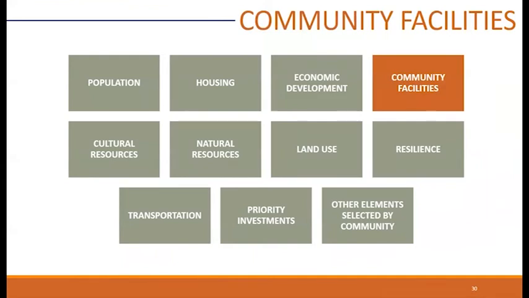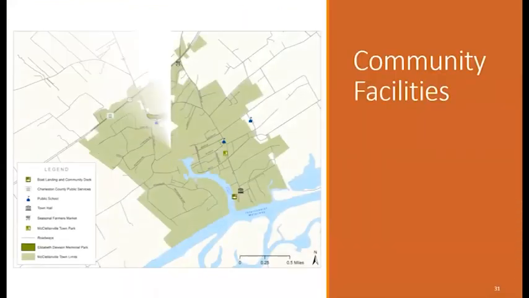Moving on to the community facilities element. Here we have a map showing some important public amenities, also known as community facilities in town, including the boat landing and dock, Charleston County Public Services Building, some public schools, town hall, the seasonal farmers market location, the town park, and the Elizabeth Dawson Memorial Park.